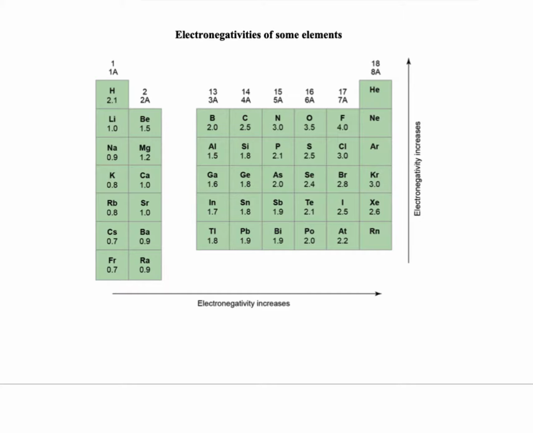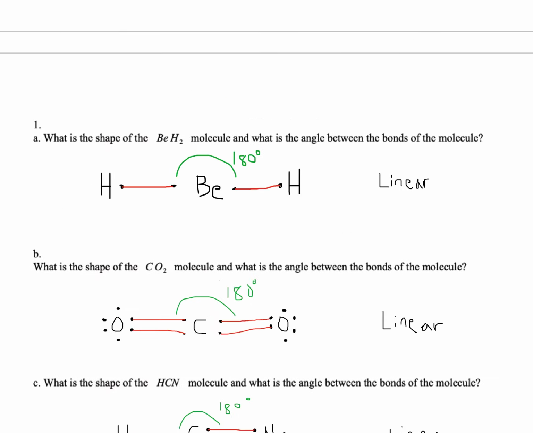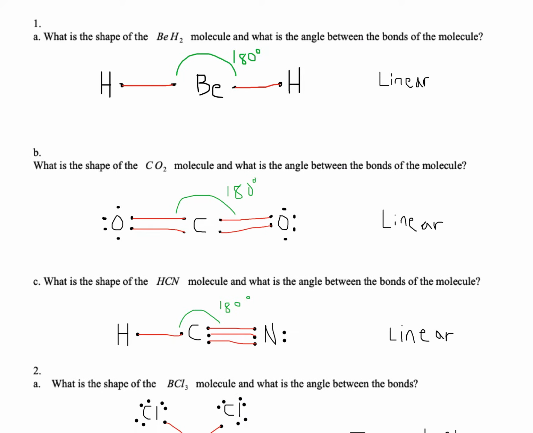Whenever we have a bond between two elements, we want to see what the difference in electronegativity between them is. And that can tell us about the type of bond that they'll form. So for example, in this first one, where beryllium is bonded to two hydrogens, we could look at the electronegativity difference between beryllium and hydrogen, and that could tell us whether the bond between them would be expected to be polar or nonpolar.